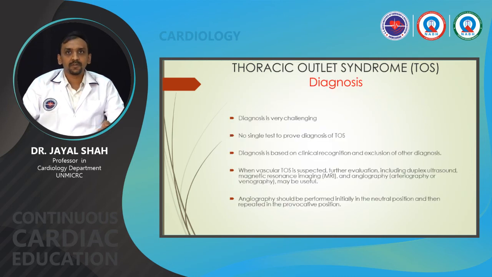So diagnosis of TOS is very challenging. As we have previously discussed, it is an underdiagnosed and undertreated disease. No single test is there to prove the diagnosis of TOS. It is based entirely on clinical suspicion. So whenever vascular TOS is suspected, evaluation in the form of imaging, particularly CT or MR imaging, should be done. Angiography should be performed initially in the neutral position and then it should be repeated in the provocative position.